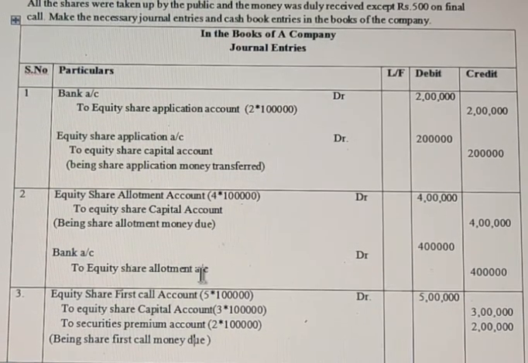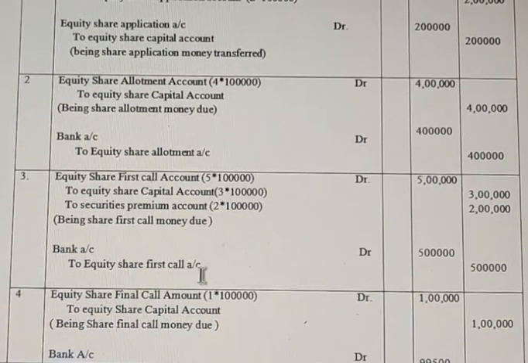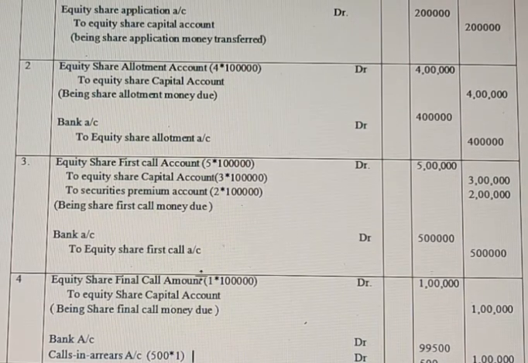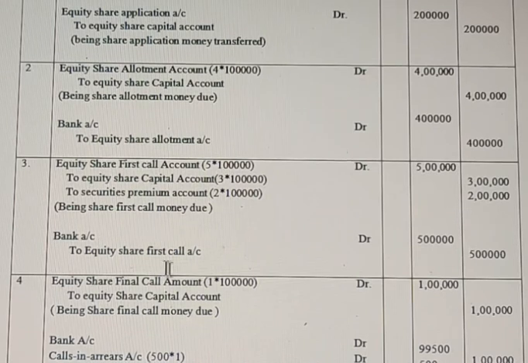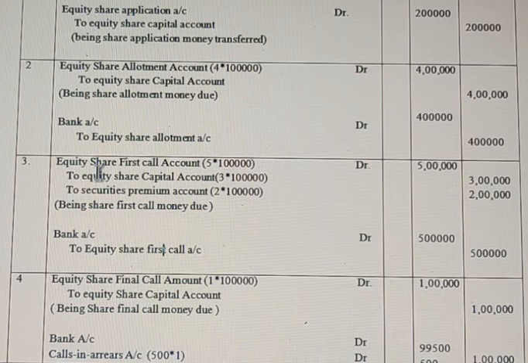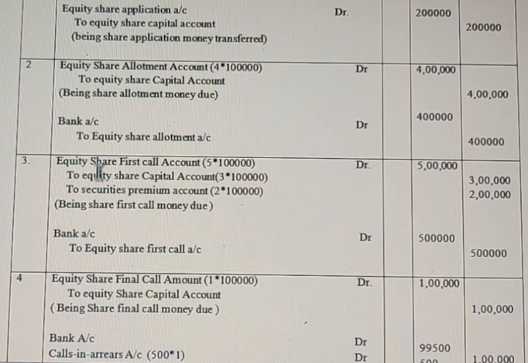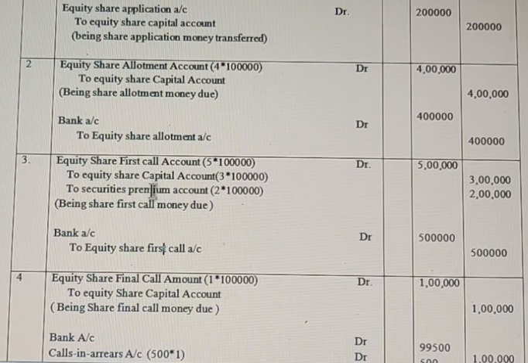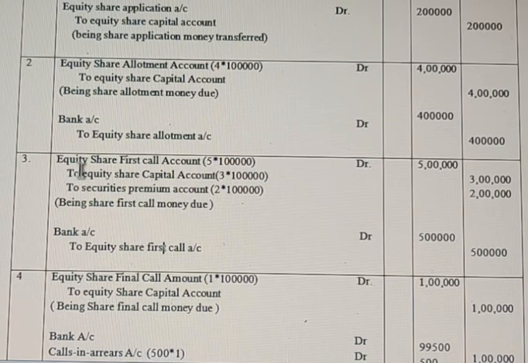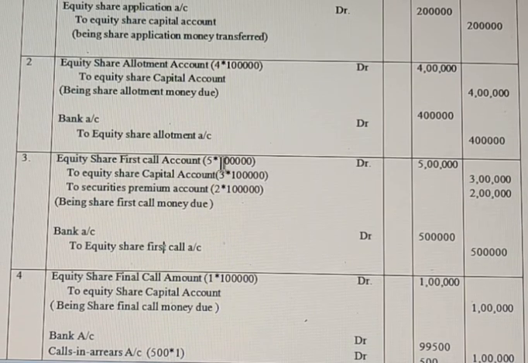Going to the next stage, that is the first call stage. They are telling us they are collecting the premium in this stage. That is, in total 5 rupees is what they are collecting. So the first entry should be for first call money due. Let's see the journal entry, and I've made it very clear in the previous session: if you have a premium, securities premium is always credited in the call entries. So here again we are crediting it. Now let's see the journal entry. Equity share first call account. How did we get this 5 lakh? You're collecting 5 rupees in this stage into 1 lakh shares, so you're getting 5 lakh.